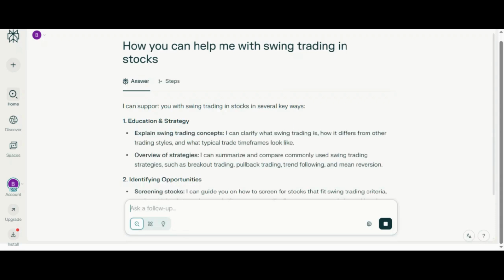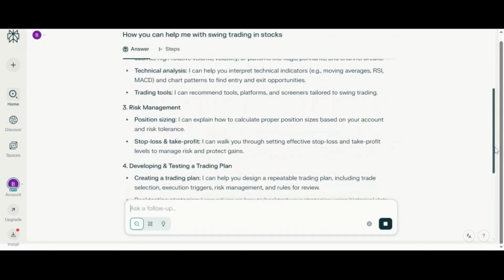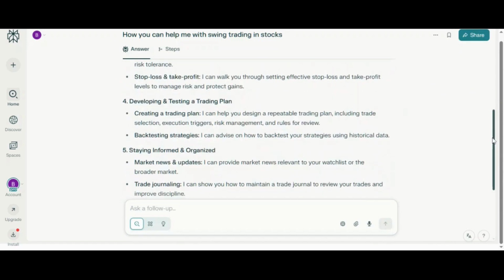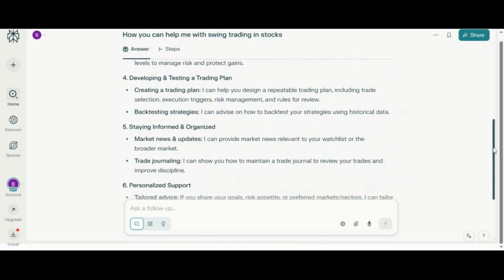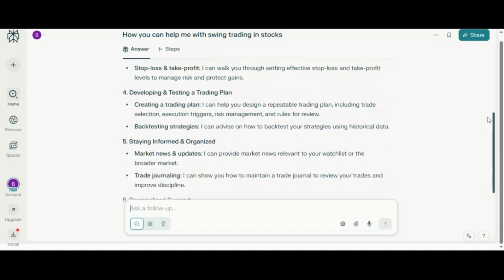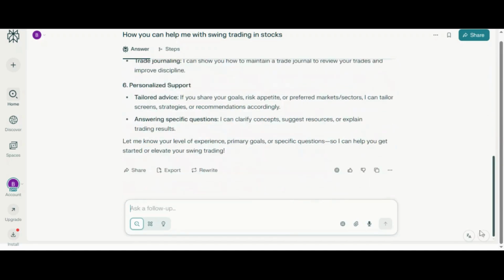I can support you with education, strategy, identifying opportunities, screening stocks. Yes, we have covered the screener. Technical analysis, trading tools, risk management, position sizing, developing and testing a trading plan, and personalized support. So there are lots of things this can help us with, right? Okay, let's go one by one. First we will educate.